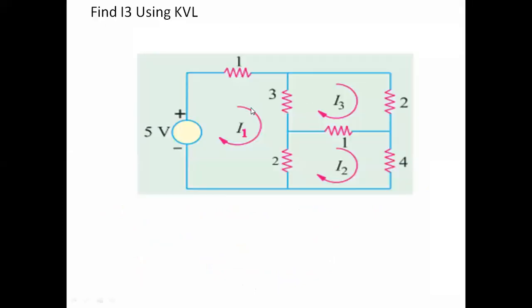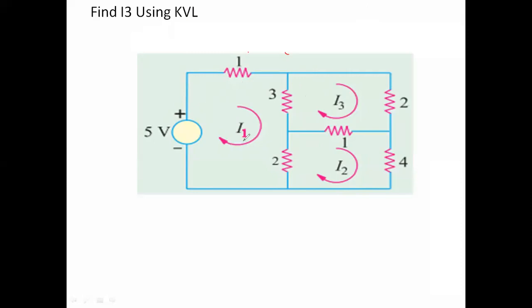Okay, so this is another problem. Here we have three loops. Again, here we have three loops, with the currents I1, I2 and I3. Find the current I3 by using KVL. So similarly, we can represent the notation.